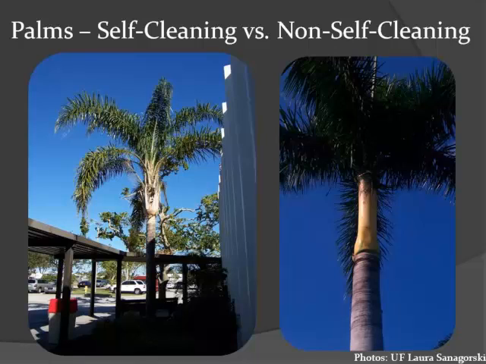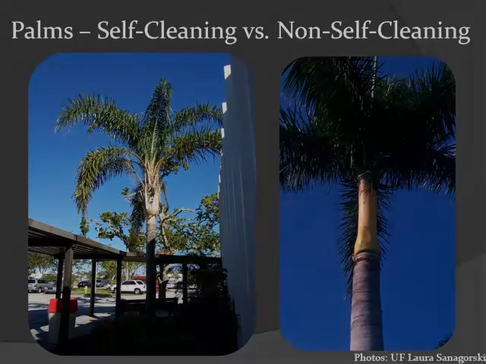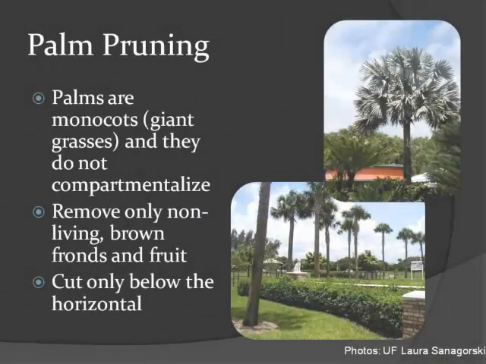Palms that are not self-cleaning, such as the queen palm on the left here, may require more pruning or more maintenance throughout its life. Palms are monocots, and sometimes they're referred to as overgrown grasses, but the important thing to keep in mind with them being monocots is that they don't compartmentalize like hardwood canopy trees, so when they're injured they will not heal over. So any wounds that a palm receives will last throughout that palm's life and potentially reduce its longevity.